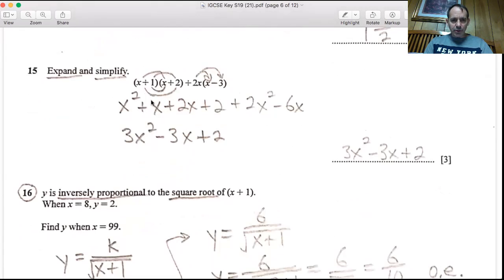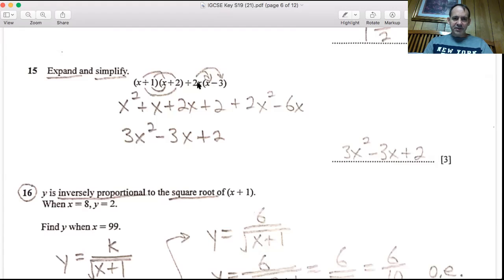1x and 2x add up to 3x here. And then 1 times 2 is 2. And then here, this is plus 2x times x is 2x squared. 2x times -3 is a -6x.